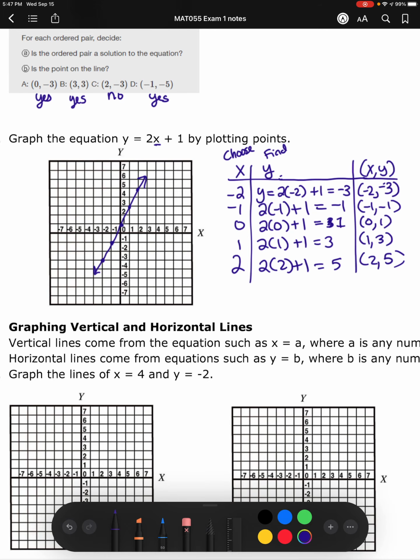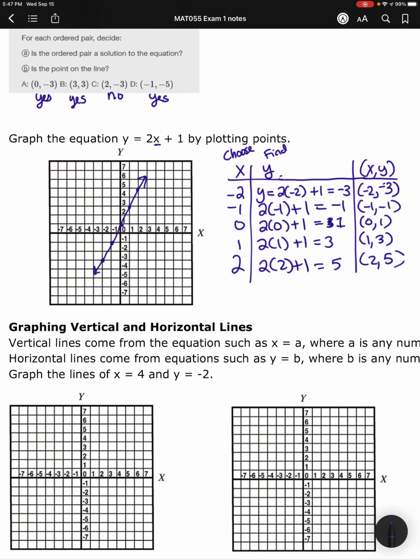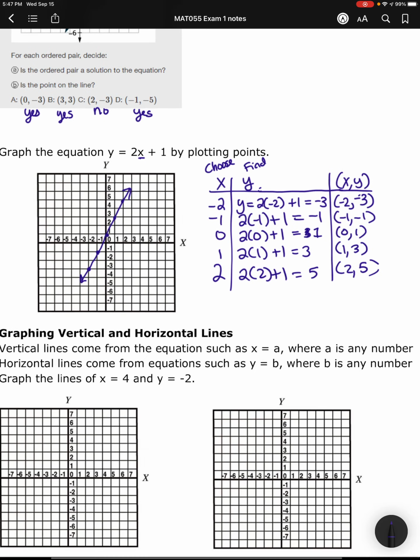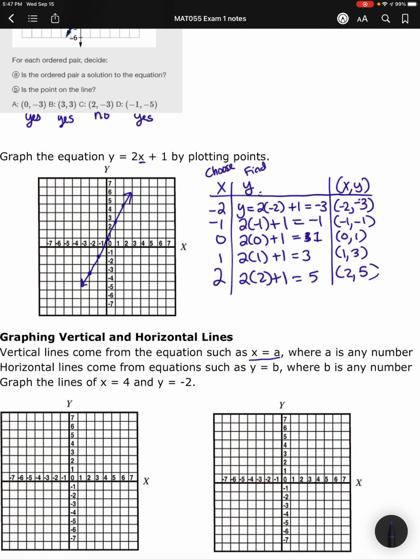All right, graphing vertical and horizontal lines. So vertical lines come from equations such as x equals a, so x equals a number, and horizontal lines are y equals b, where b is any number. So we want to graph x equals 4. So we just go over to where x is 4 and we make a line straight up and down.